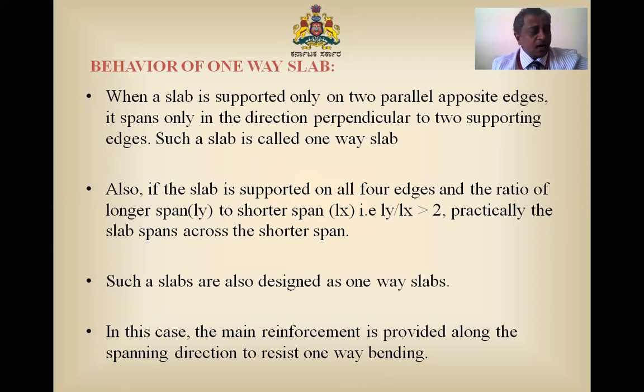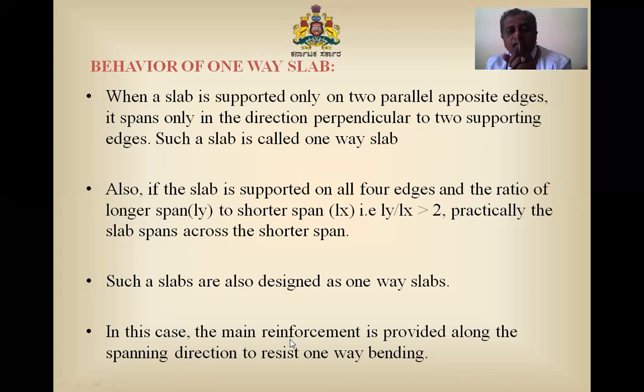These slabs are single curvature slabs or cylindrical slabs. In this slab, when it is perpendicular to the support direction, the slab bends. So only one-side curvature we can observe. We can consider it as a cylinder, or as a semi-cylinder. These are called single curvature slabs. Then in this case, the main reinforcement is to be provided along the shorter span.